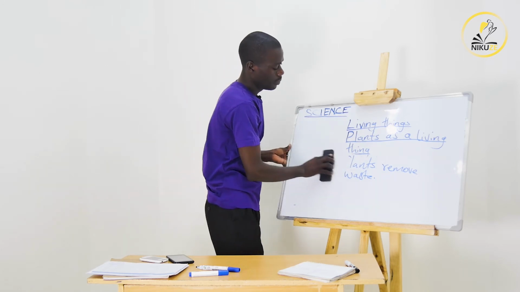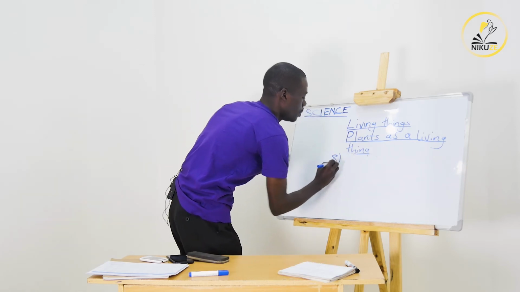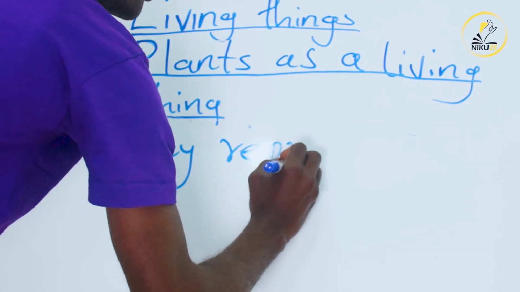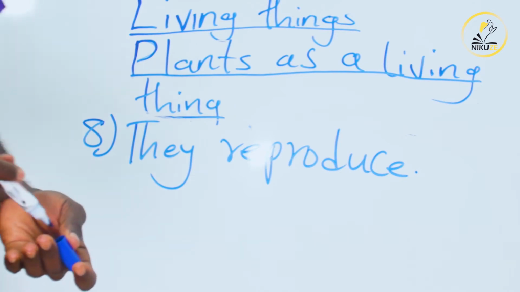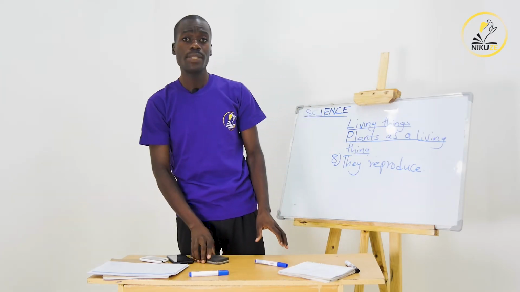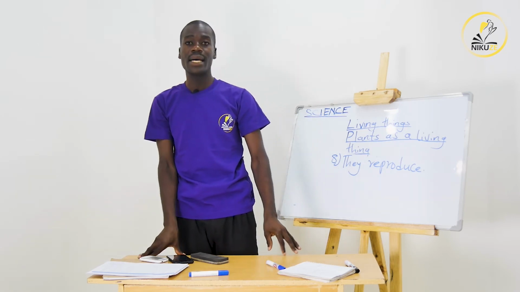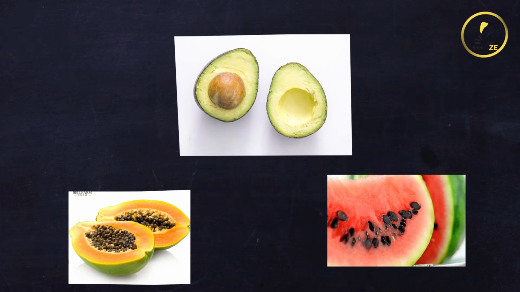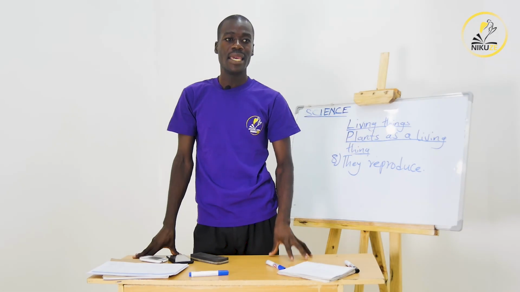Next, number 8, we are saying that they reproduce. Reproduction, giving birth, the act of giving birth. So these plants also give birth. How? You will find that some plants produce fruits, and these fruits have seeds inside. So we can extract seeds from these fruits, then we plant, and they grow to the same plant.